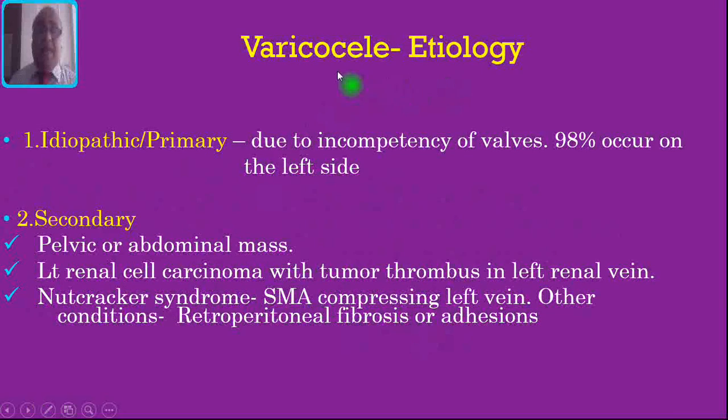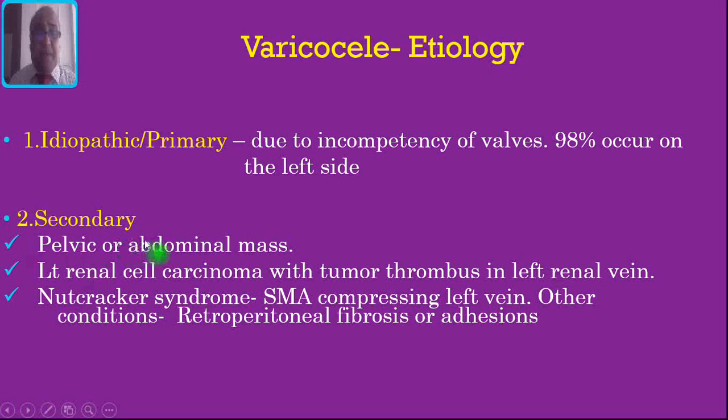So what is the etiology of varicocele? The majority of them are idiopathic, and this is also known as primary, because here the main cause is the incompetency of the valves in these veins. So 98% of varicocele is because of this idiopathic or primary cause. There are 2% because of secondary causes.